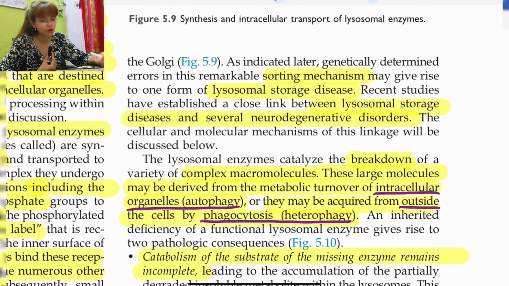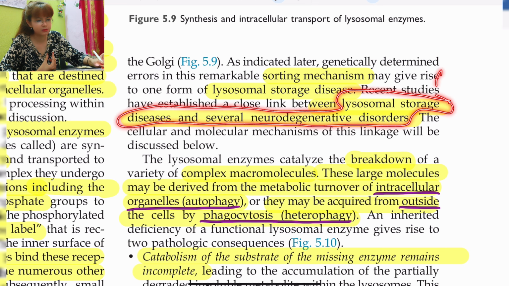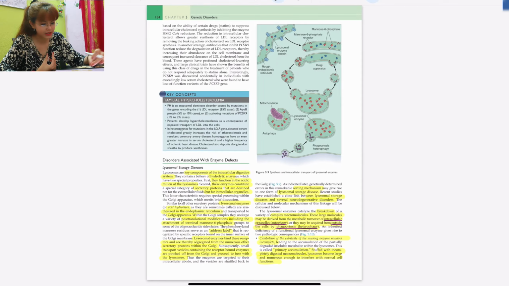But whenever this sorting mechanism is not proper, that gives rise to lysosomal storage diseases. And you must know that there is a link between the lysosomal storage diseases and neurodegenerative disorders. Why there is a link between them is explained on the next page, but this is an important point that you need to keep in mind.